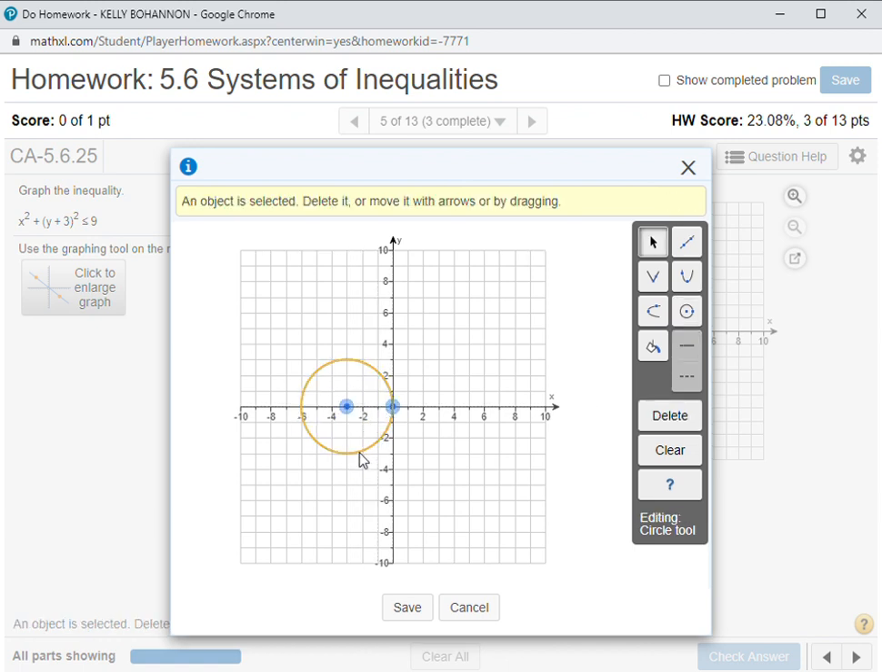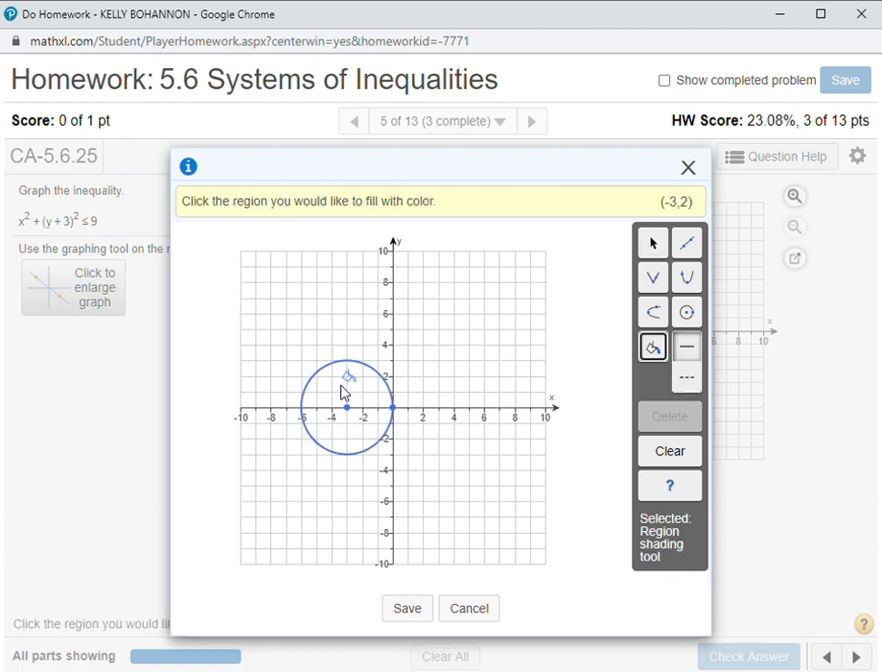All right, now here's the problem with this one. It goes through the point 0, 0. So I can't use 0, 0 as my checking point. So I'm going to use 1, 1. And I'm going to check and see if 1, 1 is in the shaded area. So 1 squared is 1 plus 4 squared, because 1 plus 3 is 4 squared, 16. That's 17 is less than or equal to 9. No. So 1, 1 is not in the shaded area, and 1, 1 is outside my circle. So that means I'm shading inside my circle.